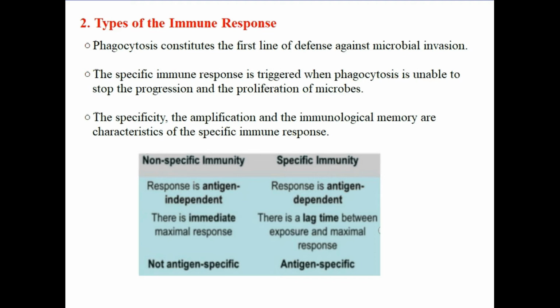Types of the immune response. We already know that we have the non-specific immune response and the specific immune response. Phagocytosis constitutes the first line of defense against microbial invasion. Phagocytosis is a non-specific immune response. The specific immune response is triggered when phagocytosis is unable to stop the progression and the proliferation of microbes. The specificity, the amplification, and the immunological memory are three important characteristics of the specific immune response.